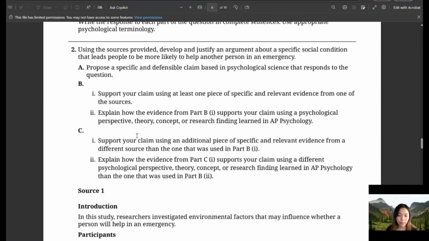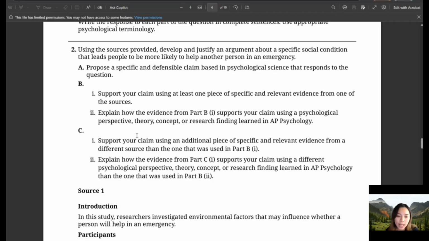Part C, the part 1 for C: support your claims using an additional piece of specific and relevant evidence from a different source than the one that was used in part B1. Which means that there are 3 sources in total, right? If you use source 1 in part B, you cannot use it anymore. You can only choose from source 2 or source 3.